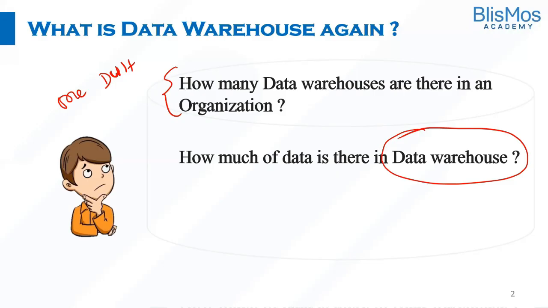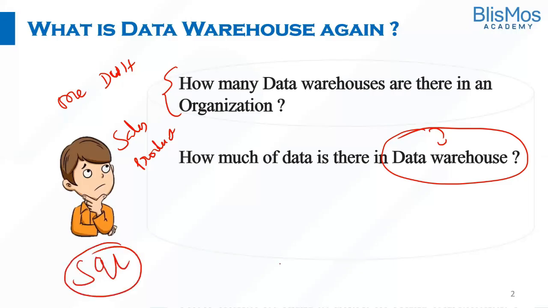So what it means is we do have millions of records which belong to different subjects like sales, product, account, policy. You will have data related to different subjects as a part of the data warehouse. But why are we creating the data warehouse? To take business decisions. In order to take business decisions, what will you do? You write SQL queries and try to subject the data for analysis.